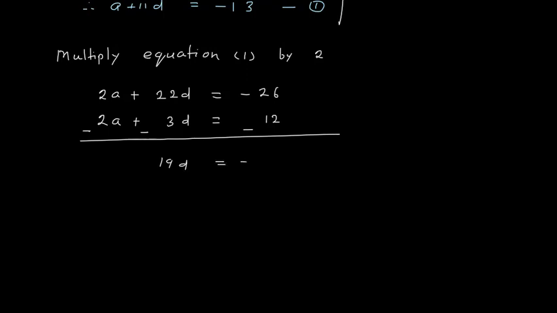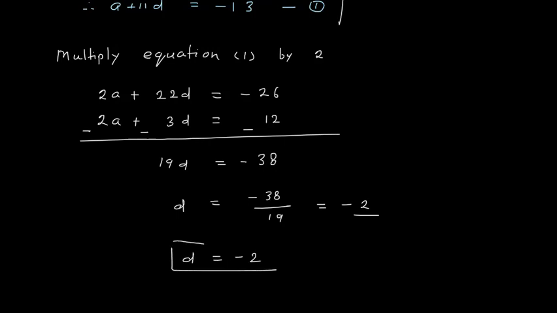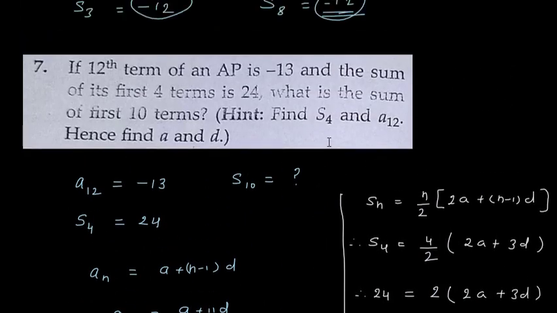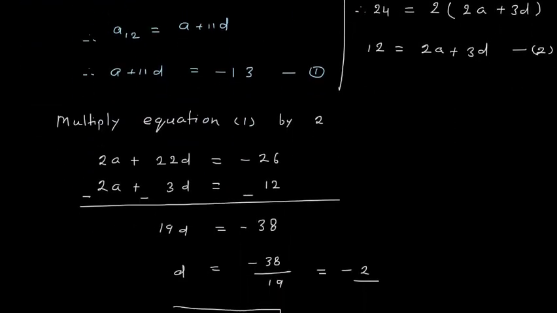is equal to minus 38. So the value of d is minus 38 divided by 19, which is equal to minus 2. So the value of d is minus 2. D is minus 2. Okay. So we got the value of d as minus 2.